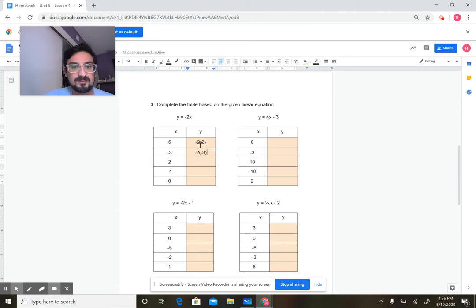So if x should be 5, it's going to be negative 2 times positive 2, negative 2 times negative 4, and this is going to be negative 2 times 0, right? So we substituted the number for x where the x is, with parentheses, and then we just do the math after that. So this is actually going to be negative 10. This one would be positive 6. This one would be negative 4. This would be 8. And this one would be 0.